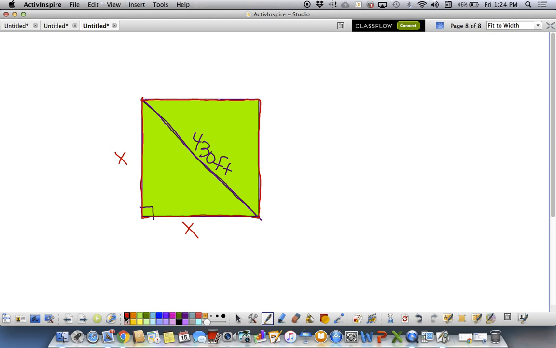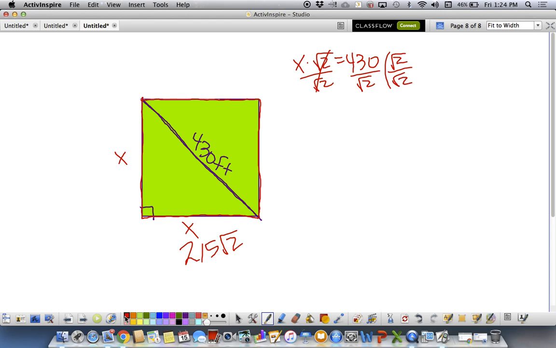How did you get x? x times the square root of 2 equals 430. So I divided by the square root of 2. When I rationalize, square root of 2 over the square root of 2, I get 430 square root of 2 divided by 2. I put it in my calculator and got 304 and then a bunch of decimals. All we did was reduce this to 215 square root of 2.